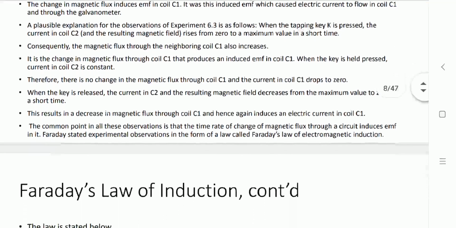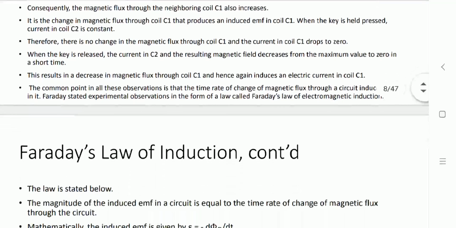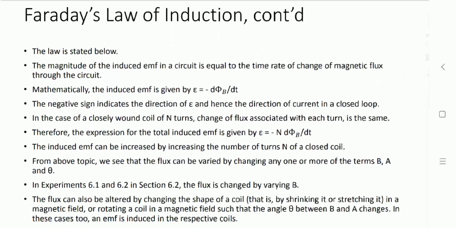So the common point is that the time rate of change of magnetic flux through a circuit induces EMF, and that is the law of electromagnetic induction. The law states that the magnitude of induced EMF in a circuit is equal to the rate of change of magnetic flux through the circuit. EMF is denoted by epsilon. So the equation is epsilon equals minus d phi B by dt. The negative sign gives you the direction of the EMF and the electric current.